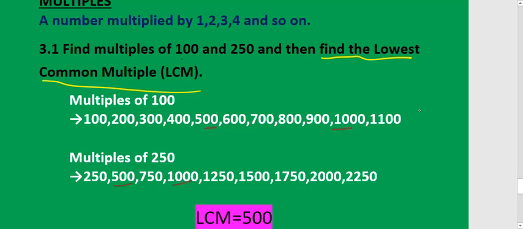All right, I'm sure if we wrote down more numbers, we would find other numbers that they might have in common. But for this question, we want the lowest that they have in common. And of course, 500 is the lowest that they have in common. All right, so if we look at 100 and 250, 500 is the lowest.